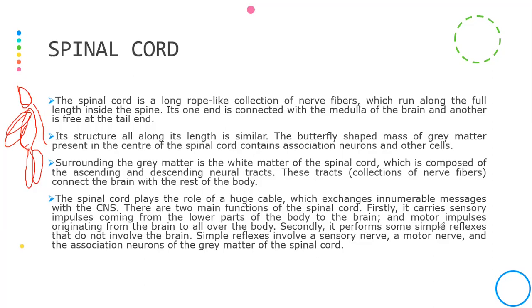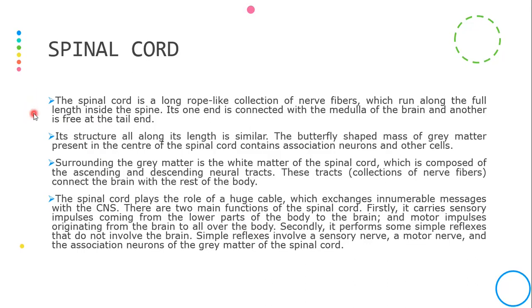Secondly, it performs some simple reflexes that do not involve the brain. So we will see reflex actions in the coming slide. Simple reflexes involve a sensory nerve, a motor nerve, and association neurons of the gray matter of the spinal cord. The association neurons are the mixed nerves. Both are responsible for these actions. Okay, so let us see what is there in these reflex actions.